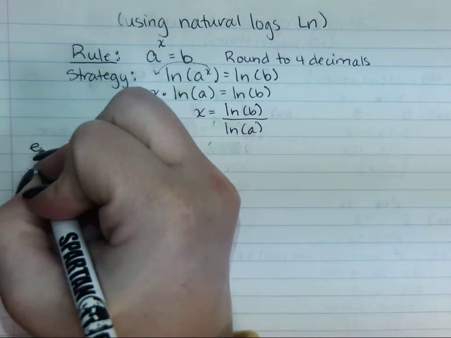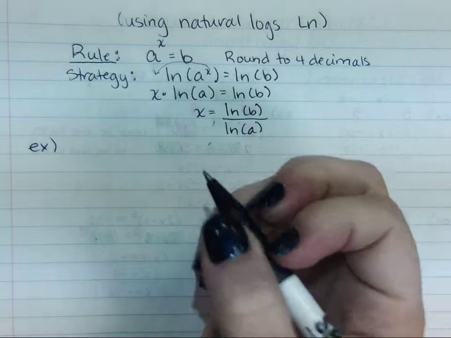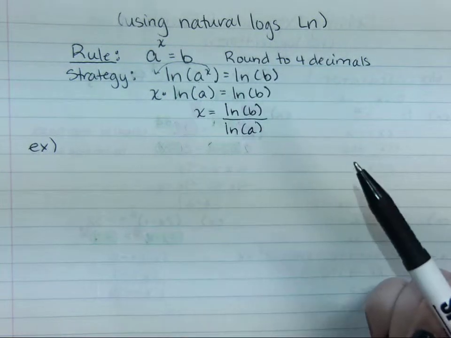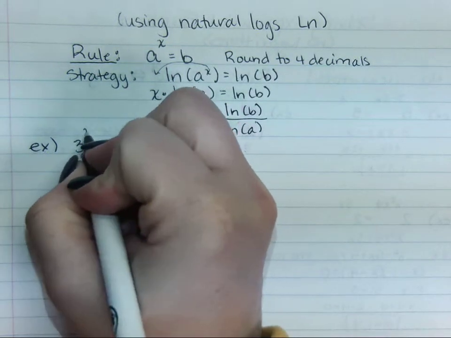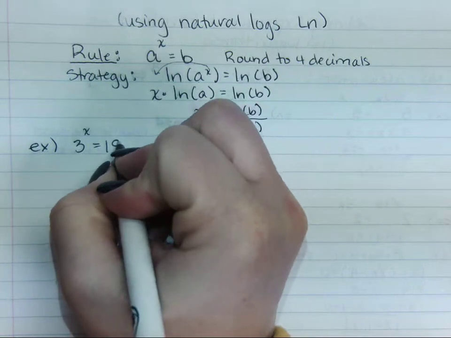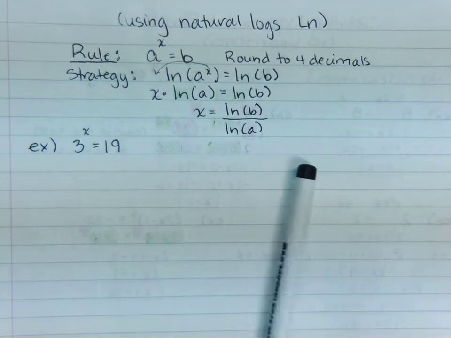All right. So for example, all of these we want to be able to solve, and again round to 4 decimals. We'll start off with something that looks like this.